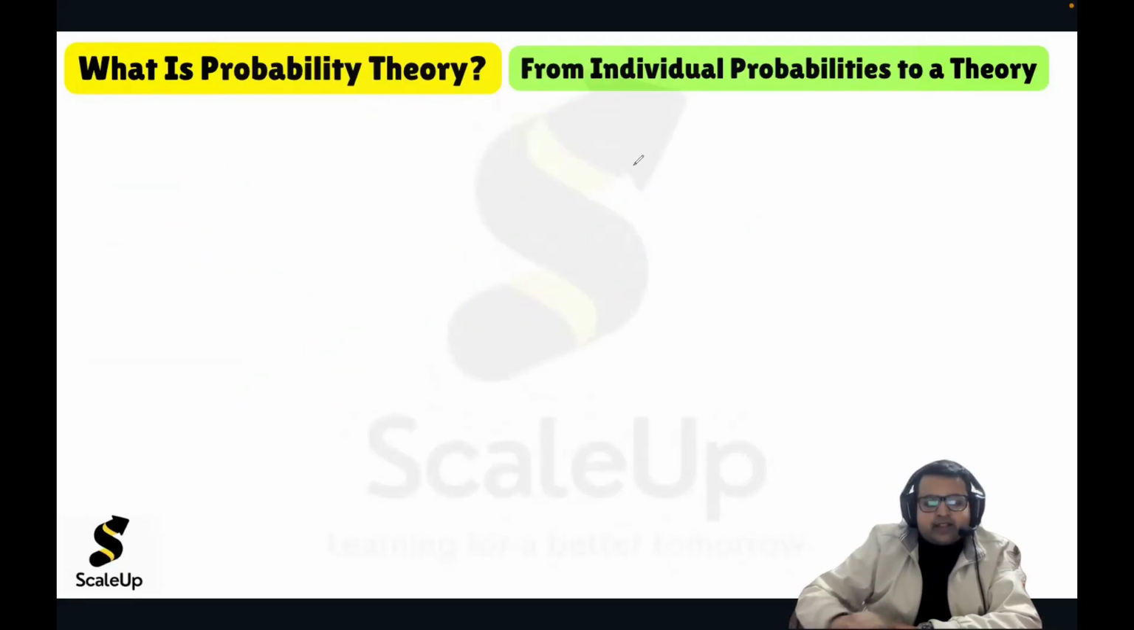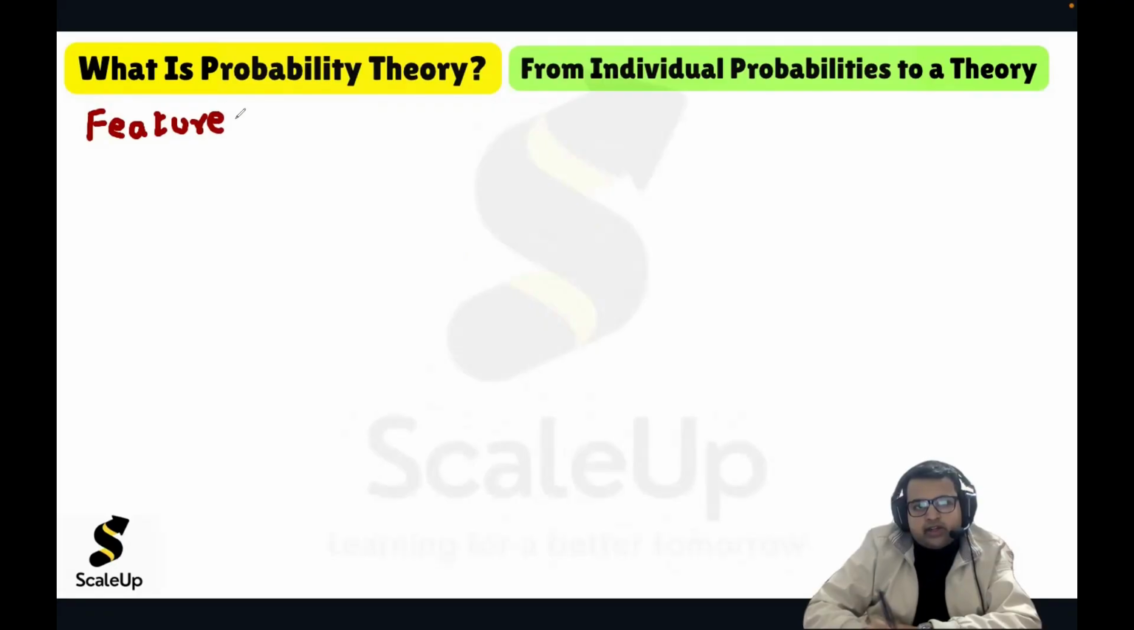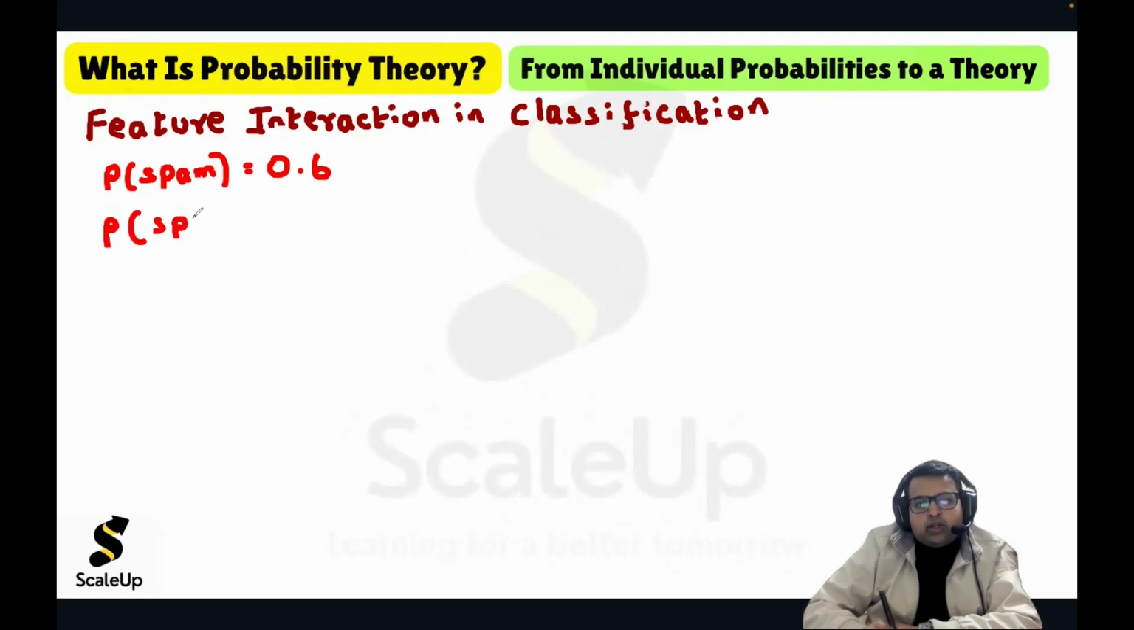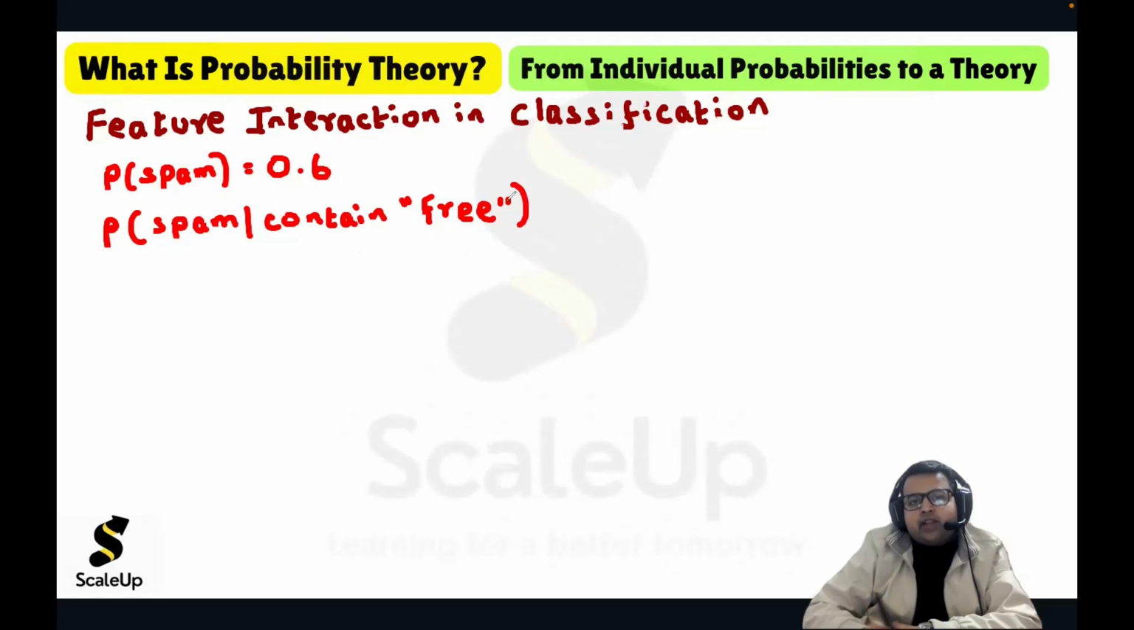If we look at one machine learning example, feature interaction in classification. Now, if I calculate the probability of spam, let us suppose it is 0.6. But if I calculate the probability of spam, given that the email contains the keyword free in it, let us suppose we get 0.9. So here we are considering multiple events, because in the previous scenario, we just took an email and calculated whether it's spam or not.